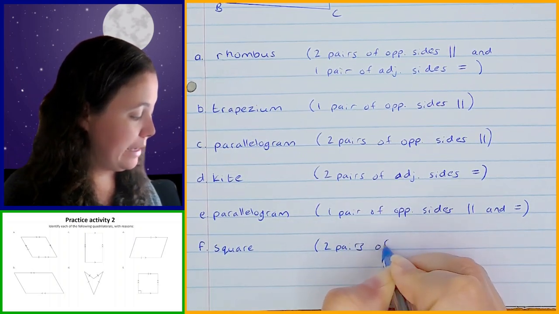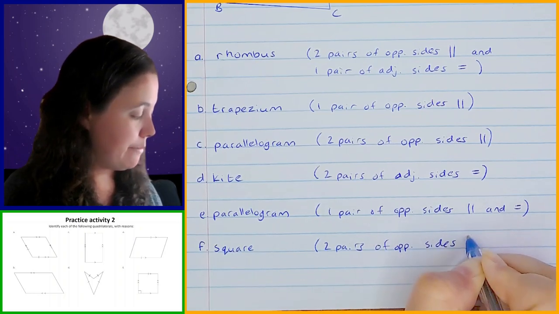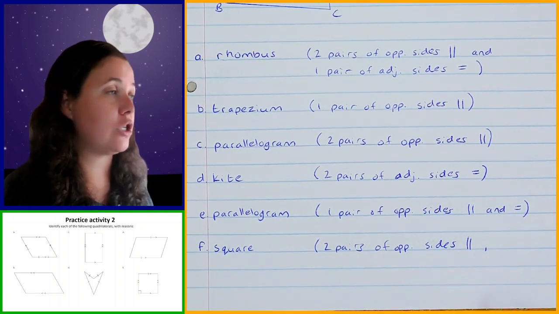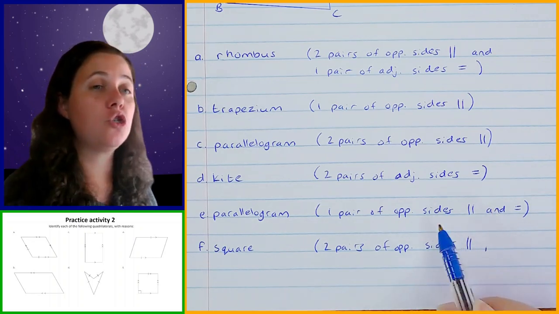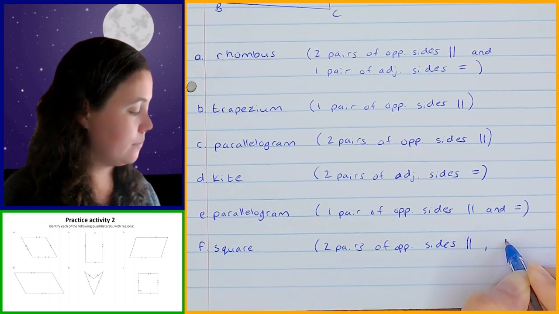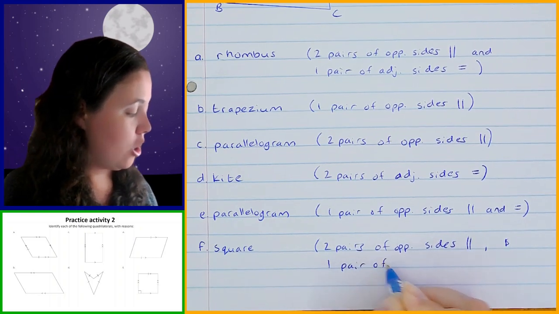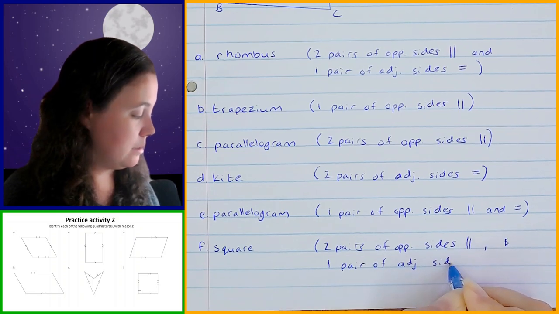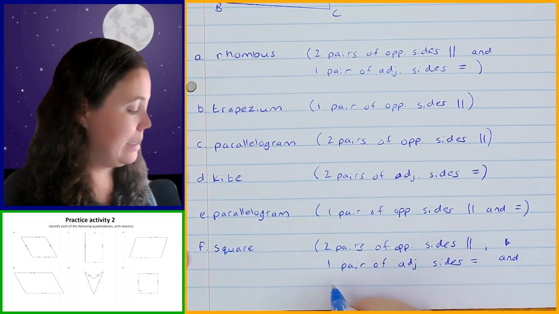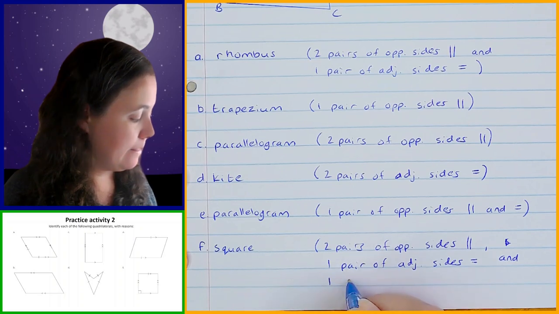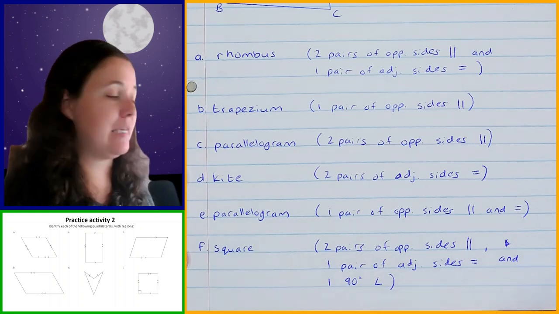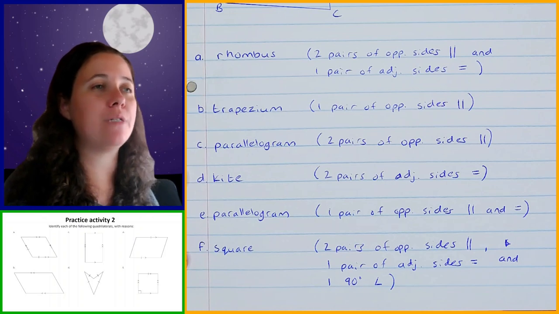First, I knew that there were two pairs of opposite sides parallel. That told me that it was a parallelogram. Then I looked and I saw, okay, I've got a 90 degree angle and I've got two sides that are adjacent to each other that are equal in length. So I've got one pair of adjacent sides equal, and I also have a 90 degree angle. And putting all three of those things together is what makes this a square. Okay, so that's what you should have got for each of those examples.